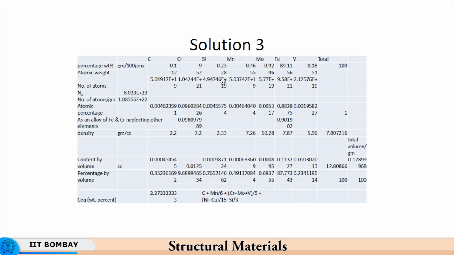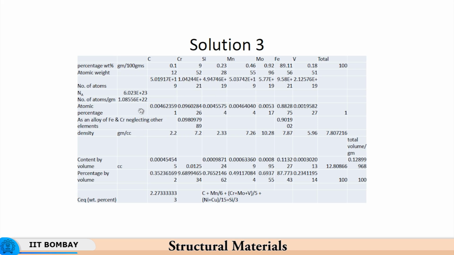Similarly, in silicon you have these many number of atoms present in the amount that has been added to the alloy, right. So, this way you have the total number of atoms in 1 gram. So, number of atoms per gram is 1.085 into 10 to the power 22. So, this is the number of atoms in all. If you add all the number of atoms present, you might get this kind of value.